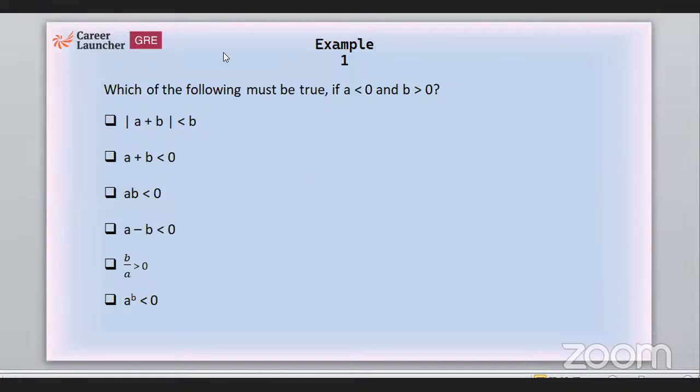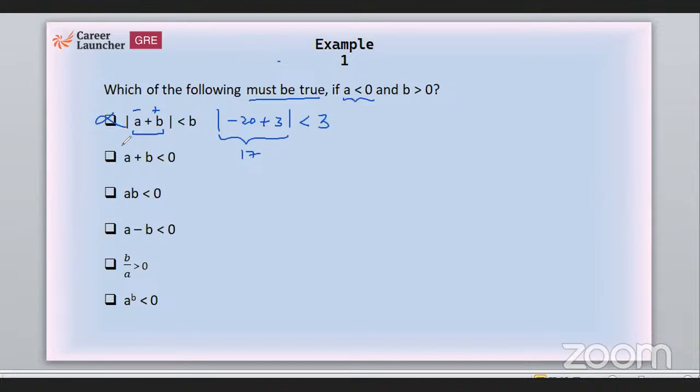Yep. In this question, they are asking which of the following must be true if A is negative and B is positive. If A is negative and B is positive, the sum of these two will be negative and positive, but there's a mod sign, and that will always make it positive. Will that be less than B always? We can't say, because if A is minus 20 and B is just 3, the mod of this will be the mod of negative 17, which becomes 17. And 17 is not less than 3, right? So this is not always true.